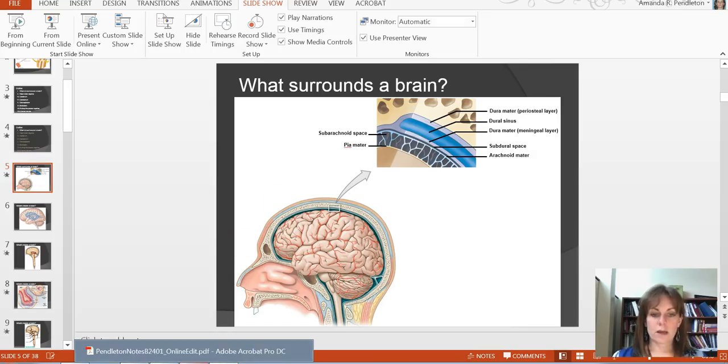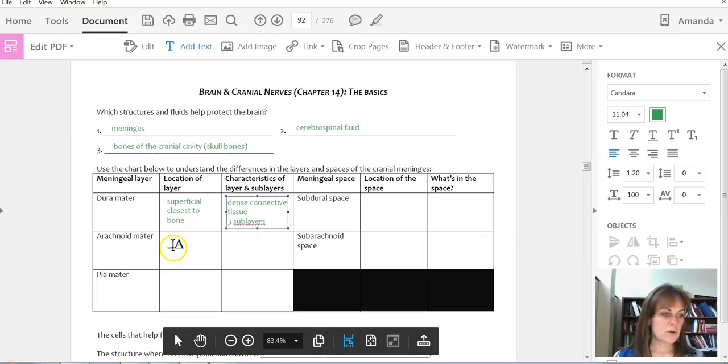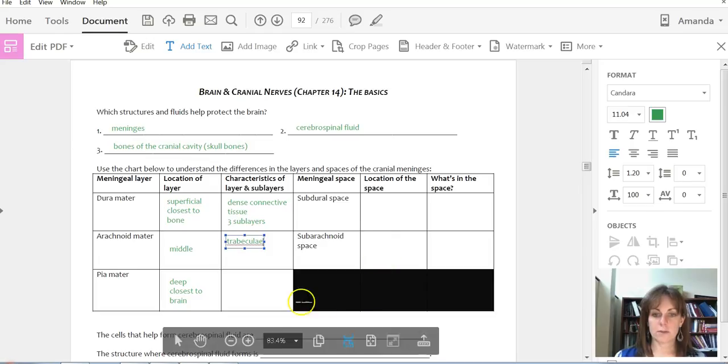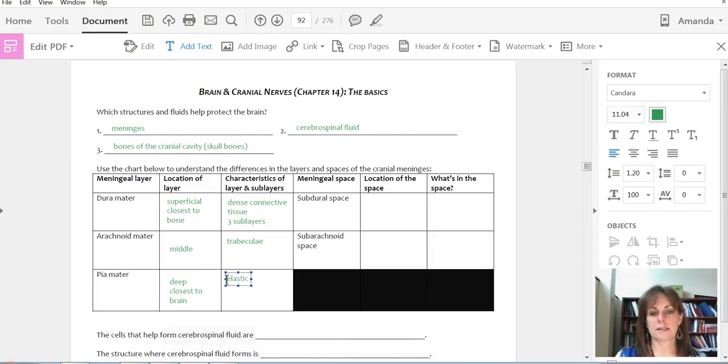So if we're going back over here to our notes, the arachnoid mater is found in the middle, the pia mater is found deep, and you could also say closest to the brain. Okay. Keep in mind the arachnoid mater has those trabeculae that look like the spider webs that extend down through the space. And the pia mater, it's made of very delicate elastic and collagen fibers.